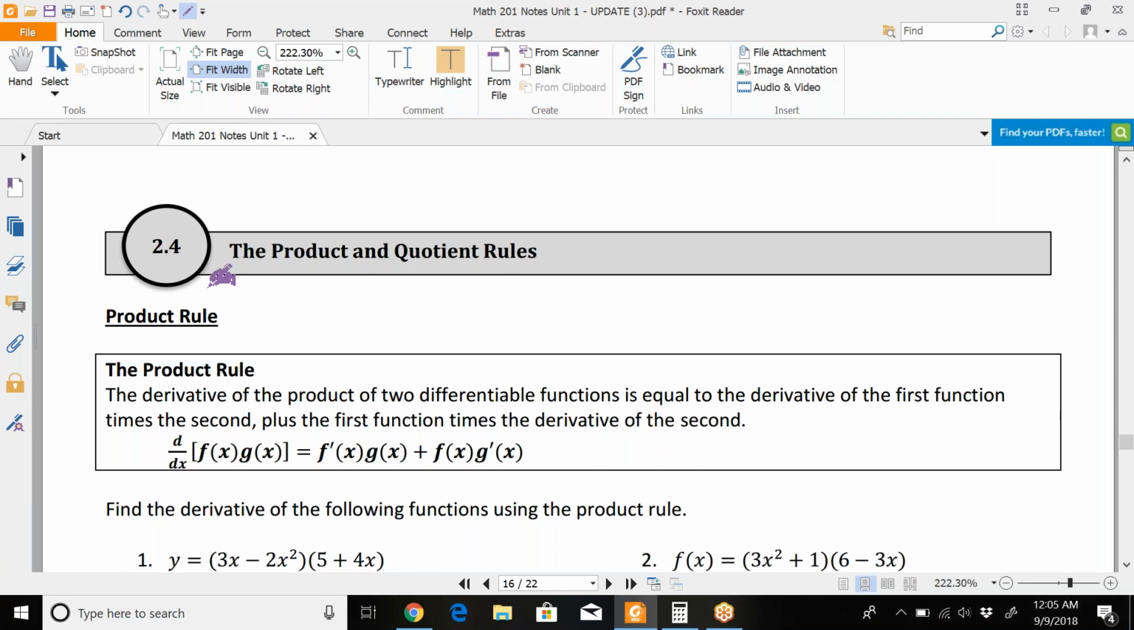All right, so this is the video for 2.4 to get us started and keep us on track for when we get back together this week. This is about the product and the quotient rules.